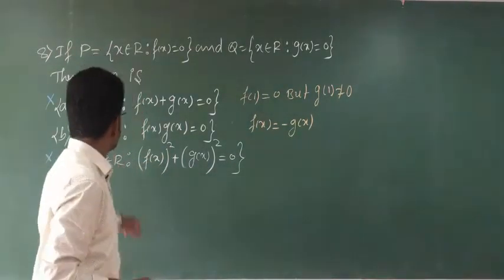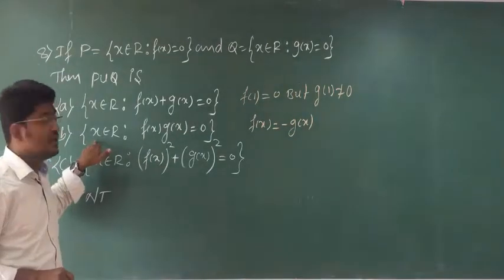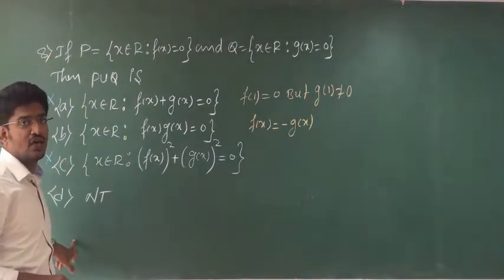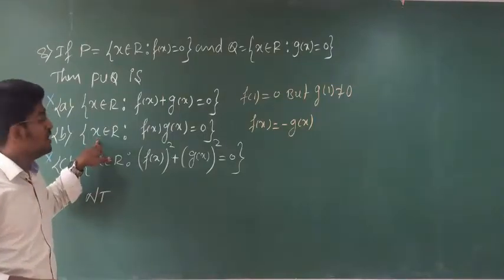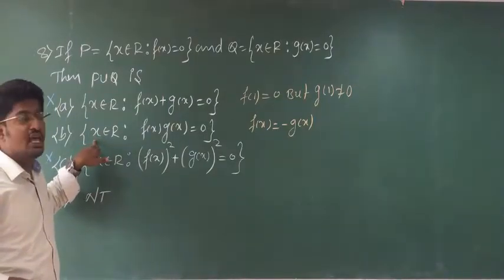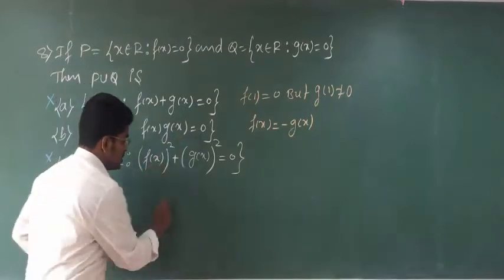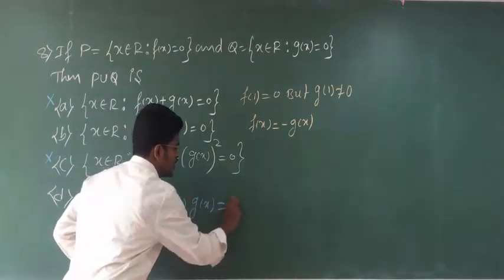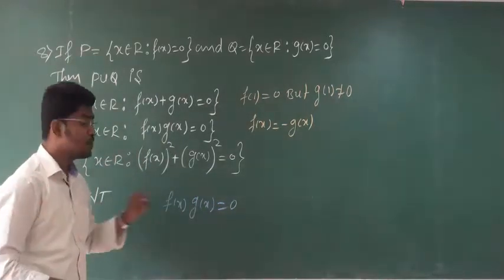Okay. Now let us come to option B. If this is also not your answer, then none of these will be your answer. Okay, but let us check this. According to this, see, you have two options. f of x and g of x will make you 0 with the product.